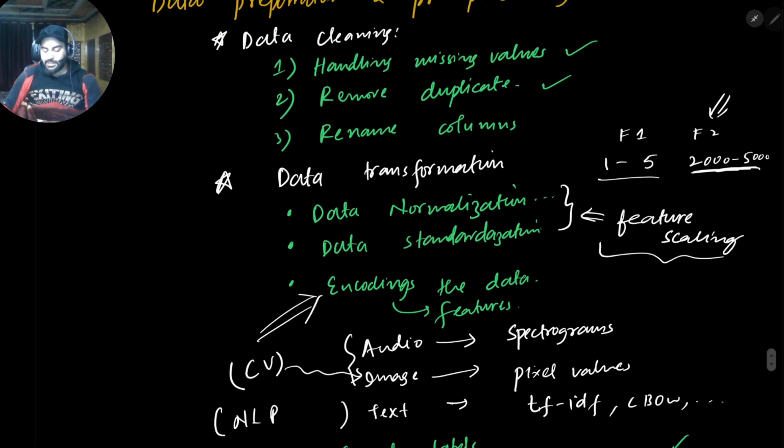Is the concept of this clear? How do we transform data and how do we make it machine understandable? That's what I mean by data transformation.